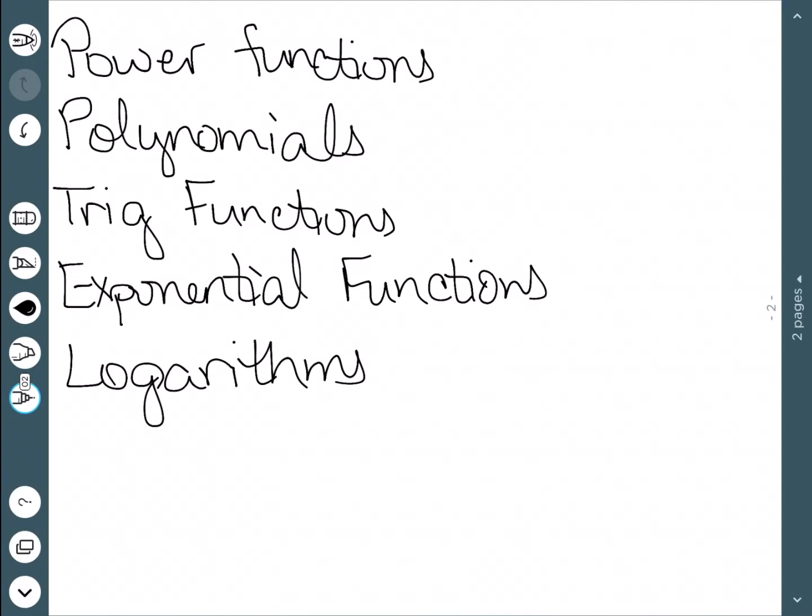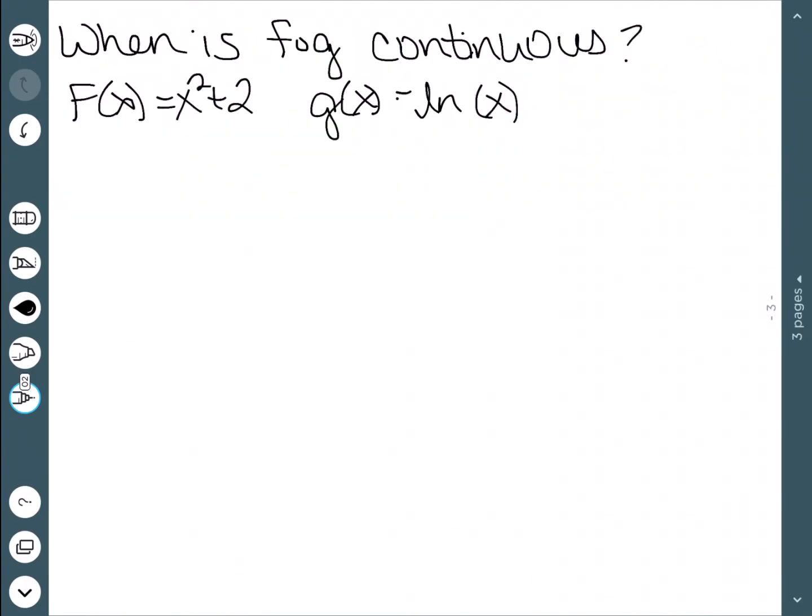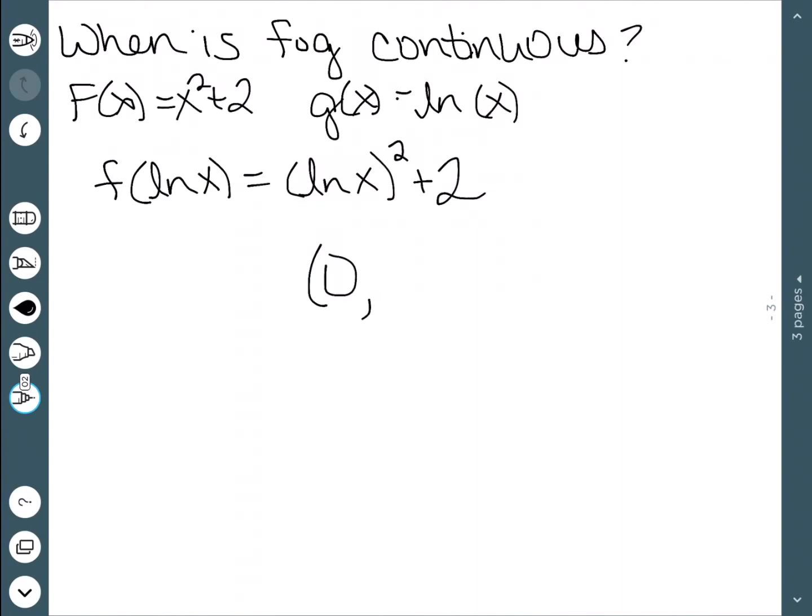So now let's look at a particular example and see if we can figure out when it's continuous. So here, I want to know when f of g is continuous. I know that f of x is x squared plus 2 and g of x is ln of x. So if I try to find f of g, I have f of ln of x, which is ln of x squared plus 2. And so it's important to note here that this is going to be continuous over the interval 0 to infinity. And that's important because the natural log is not defined on any negative numbers or on 0, which is why we have to include only the positive numbers.